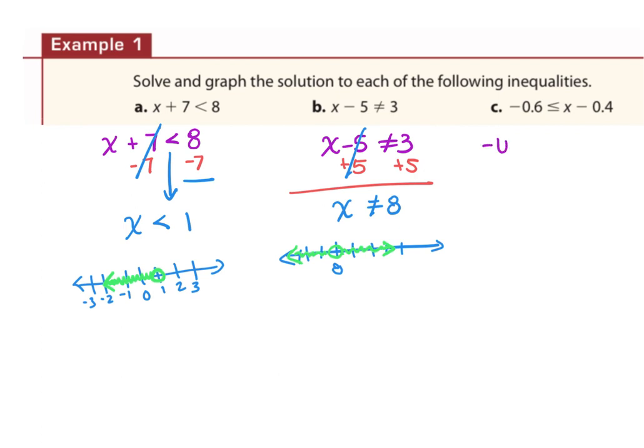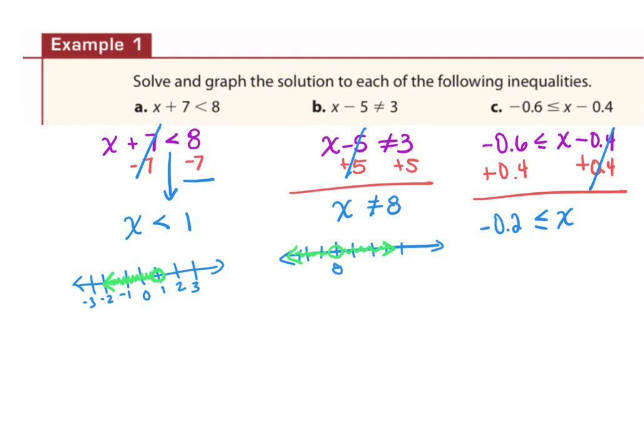Same holds true even with decimals. It is subtracting 0.4, so I'm going to add 0.4. On the right-hand side, it will cancel. And on the left-hand side, I'm going to get negative 0.2. This is where you need to be careful when you graph, all right? So if this is 0 and 1, negative 0.2 is going to be about there, okay? So then I know I have a closed circle at negative 0.2, all right?